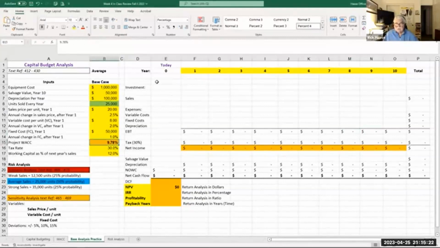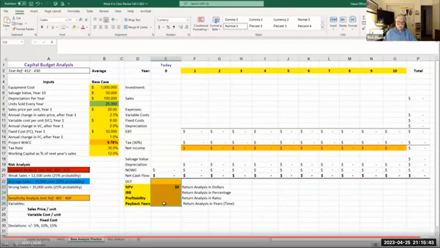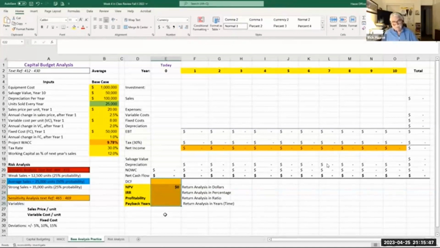So what we'll be doing is filling this in, determining our net cash flows, determining our investment return analysis by 4 different methods. Do not worry about the modified internal rate of return mentioned in that video. We will not be responsible for that. But what is our return in dollars, percent, in a ratio, and in years? That's what we'll be determining.